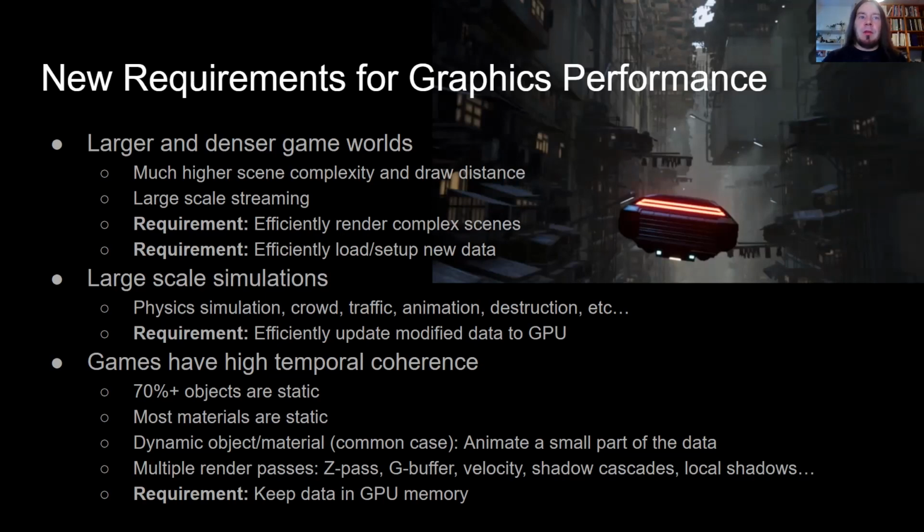Games tend to have a high degree of temporal coherency. Even though we have more CPU cores to drive simulation, the increases in density, world size, and draw distances mean that the huge majority of drawn objects will remain unchanged from the previous frame. Modern renderers are also rendering the same object multiple times to multiple render passes every frame. We don't want to upload the same object data again and again for every draw call.